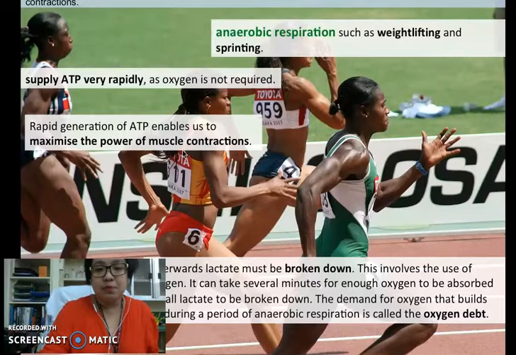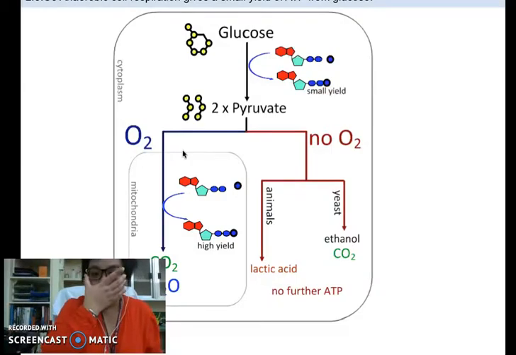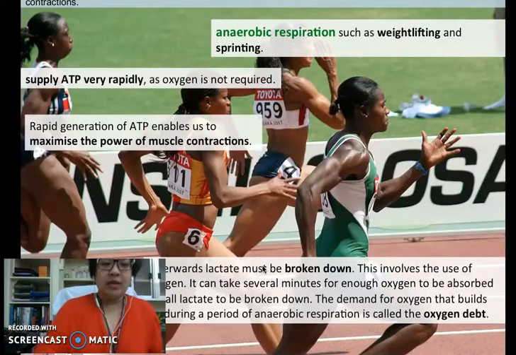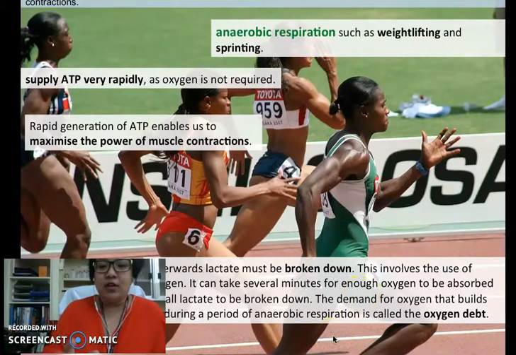Here's a problem though. The waste product of anaerobic cell respiration in humans is lactate or lactic acid. Lactic acid. And this can accumulate in the muscle cells. To be able to completely metabolize lactic acid, we need oxygen. And it can take several minutes for enough oxygen to be circulated by the blood, so you can completely break down lactate. And this demand for oxygen builds up, and we call that oxygen debt. So the higher the oxygen debt, the more oxygen is needed to completely break down lactate.